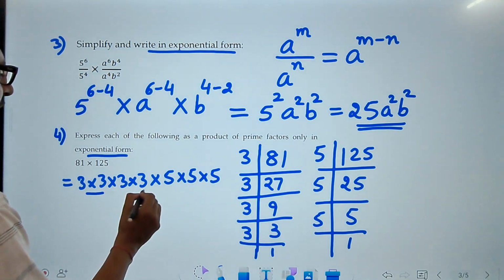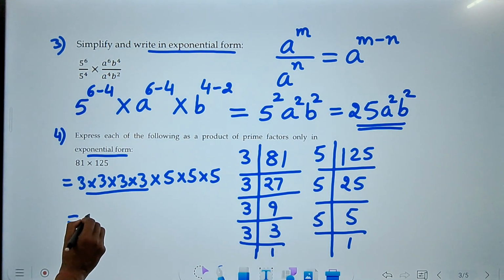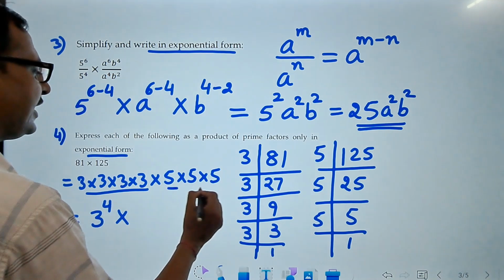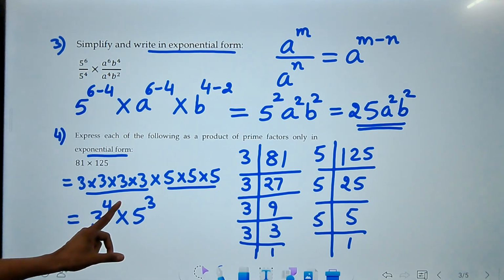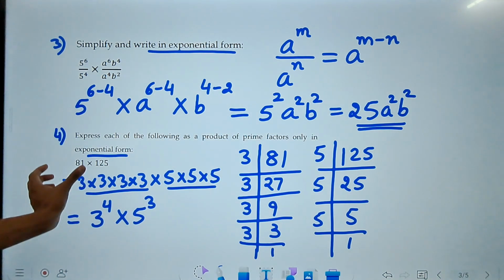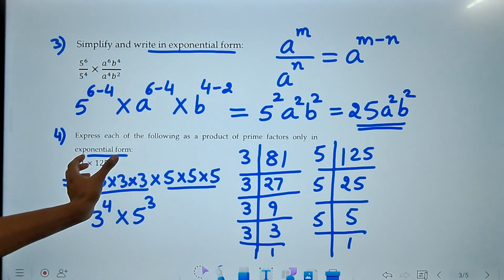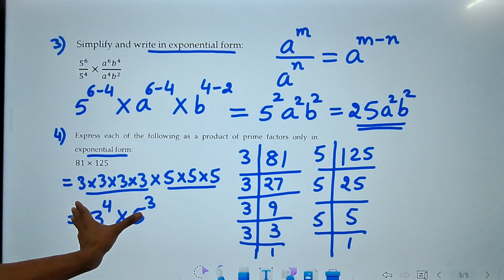So how many times does 3 occur? It occurs 4 times. So I can write it as 3 raised to power 4. And how many times does 5 occur? It occurs 3 times. So I can write it as 5 raised to power 3. And this is the representation of 81 times 125 in the exponential form.